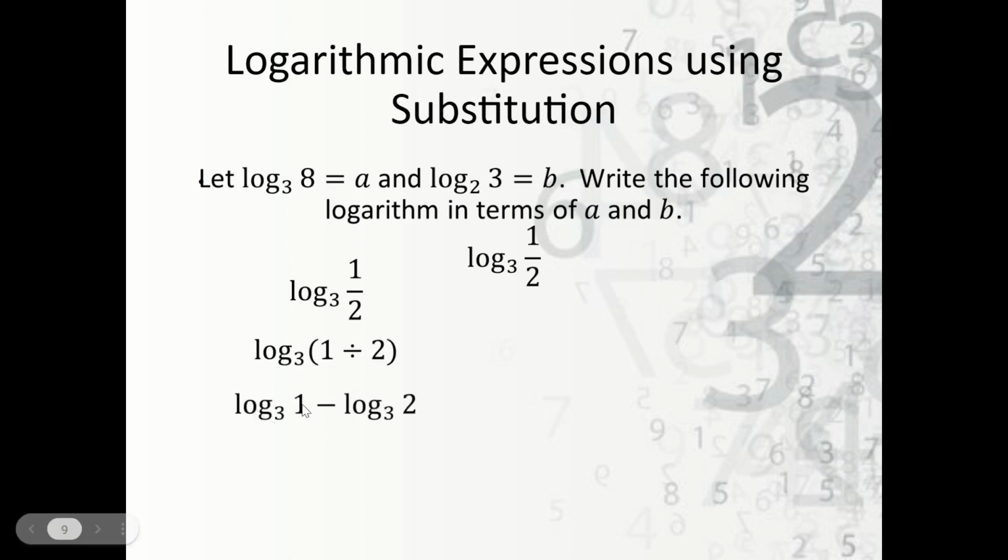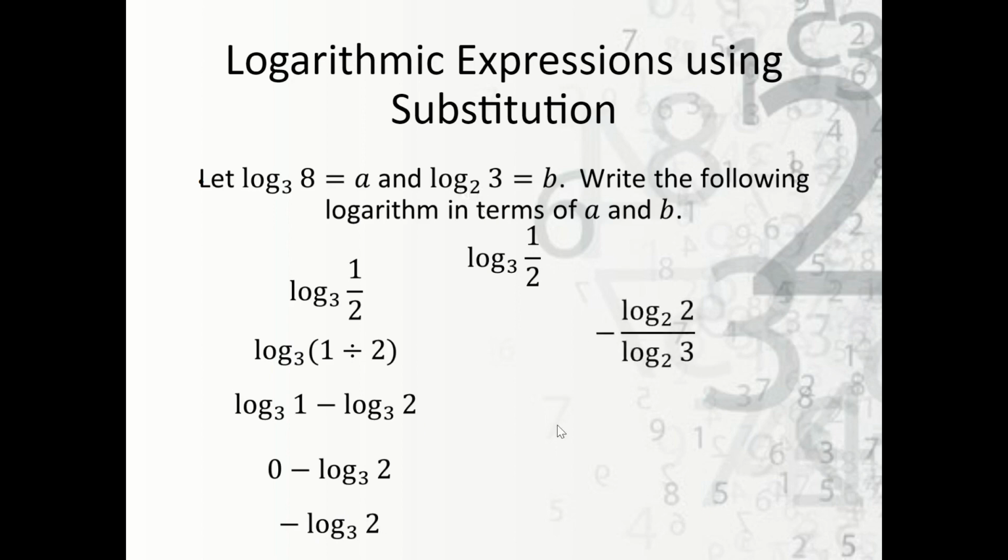Well, log base 3 of 1 is really just 0, right? Because anything to the 0 power equals 1. So this is really 0 minus log base 3 of 2, which again looks very similar to b, but we have the wrong base, so we need to change the base. So this is really negative log base 3 of 2, and we're going to rewrite that with a change of base. So when we change the base to 2, this is log base 2 of b, which is 2, over log base 2 of a, which is 3. So now 2 to the first power is equal to 2, so this is 1. And this is really just b, so this is negative 1 over b.